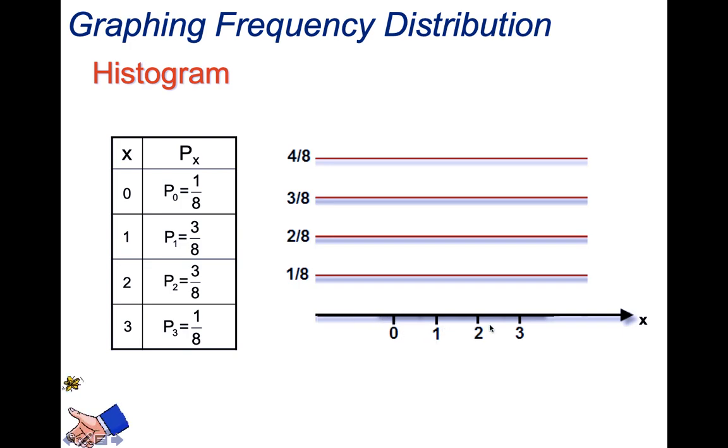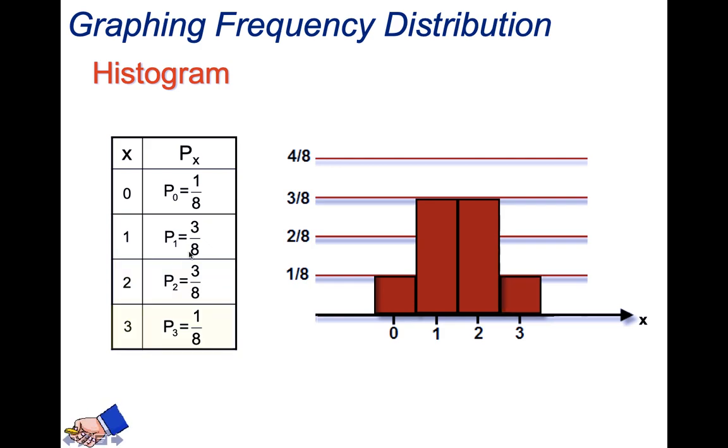We have 0, 1, 2, and 3 for our x-axis here. And then we have our probabilities on our y-axis. And our histogram ends up looking like this. We have 0, 1, 2, and 3, and we can see those relative frequencies. And again, the total here for the fractions adds up to 8 out of 8.